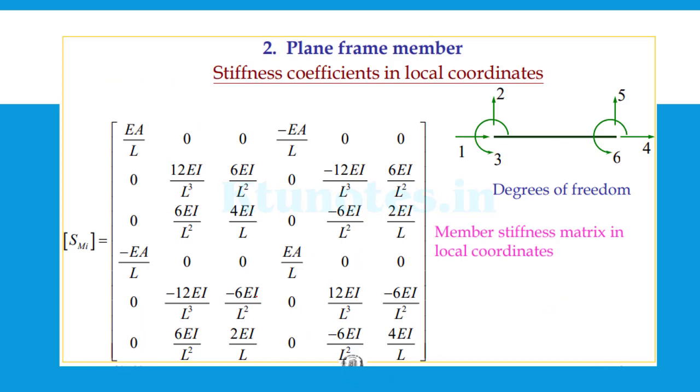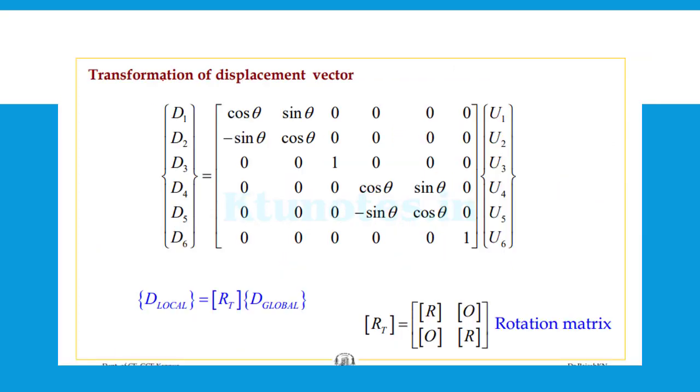The next one is the plane frame member, and writing the stiffness coefficients in the local coordinate will be a big matrix, because the degrees of freedom will be 3 at each end, so 6 in total. So a 6 by 6 matrix will be the individual element stiffness matrix. The problem is getting more difficult, or more complex. This is the member stiffness matrix in the local coordinate.